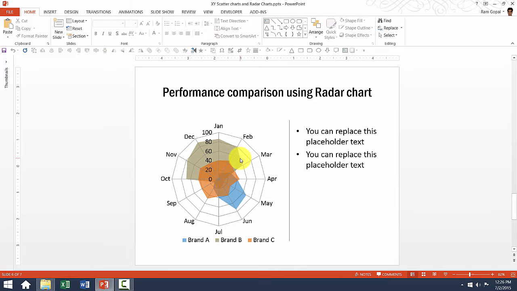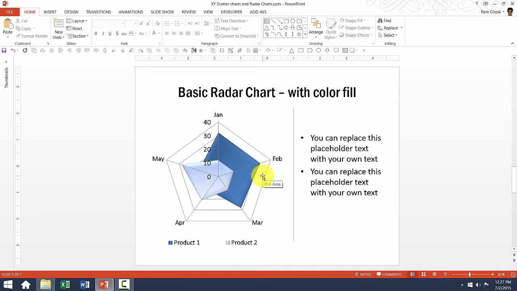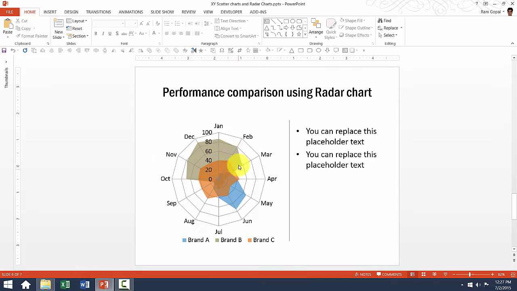Now this one is another variation of radar chart. Here we have added transparent fill for the 3 different brand components. This chart is the same as the previous one. The only difference is there is color fill here. In this case, we have semi-transparent color fill. And instead of 2 products, here we have 3 different brands represented, and the sales of these 3 different brands are shown here by way of the radar chart.